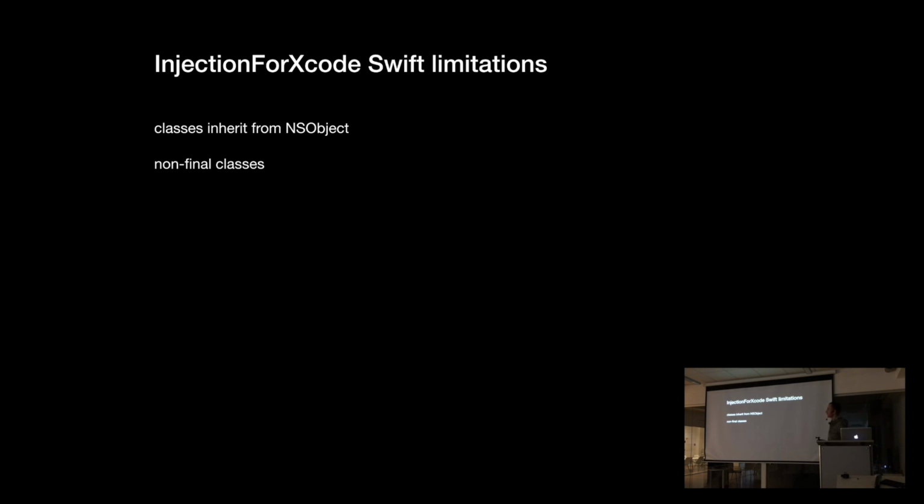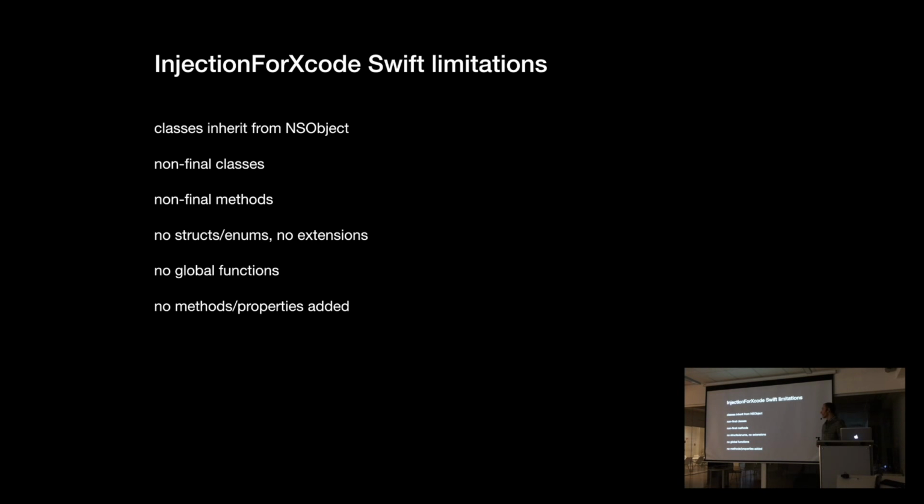Those have to be non-final, have no final methods, no structs, no enums, no extensions, just because those are using static dispatch. By the way, you also cannot swizzle global functions, and this is important, you cannot add any method or properties if you are just swizzling. I mean, you cannot just extend the class with an extra method.